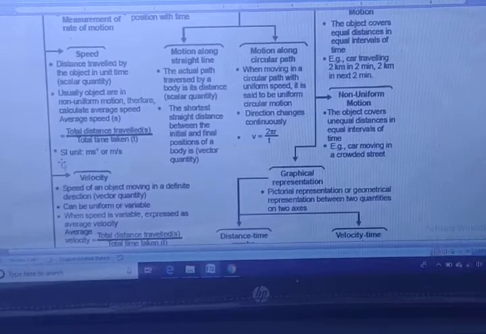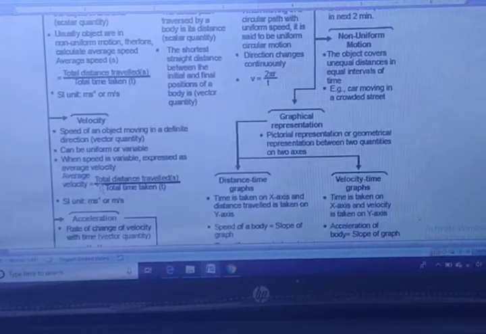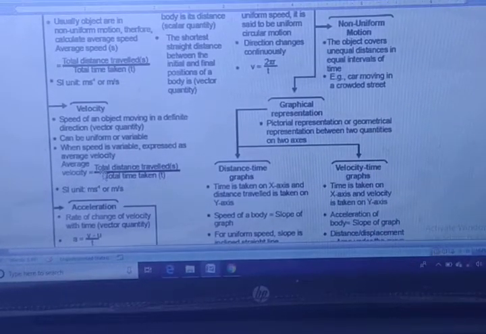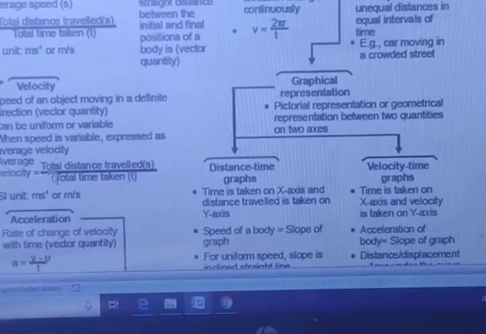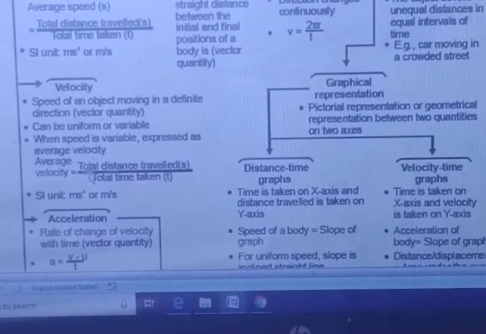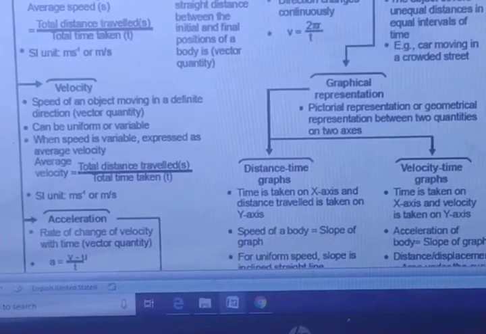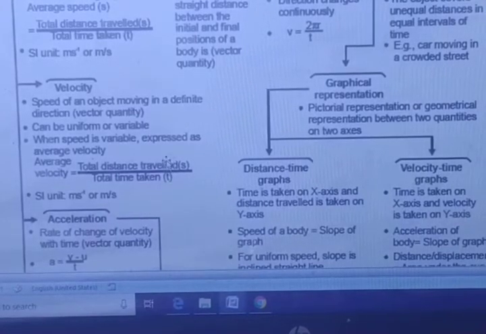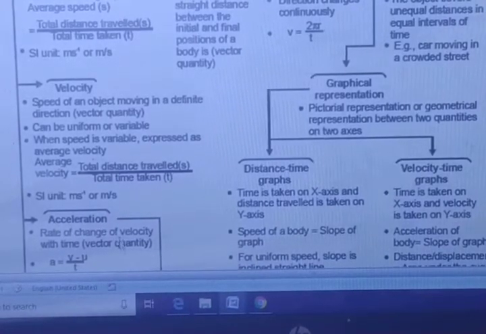Now come after the SI unit. Here there is one more measurement that is called velocity. What is velocity? Velocity means the speed of an object moving in a definite direction. The speed of an object moving in a definite direction is called velocity. Velocity is a vector quantity. It can be uniform or variable. When the speed is variable, it is expressed as average velocity. The velocity formula is total distance traveled by total time taken, s by t. The SI unit of velocity is meter per second.